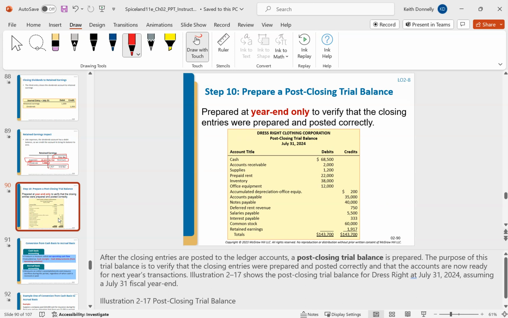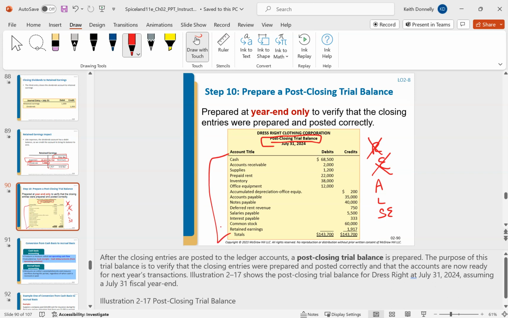And then finally, once we close out all those temporary accounts, all our revenues and expenses are now gone. The only thing we're going to have left is our balance sheet accounts: our assets, our liabilities, and our stockholders' equity. So we're going to use that to prepare a post-closing trial balance.